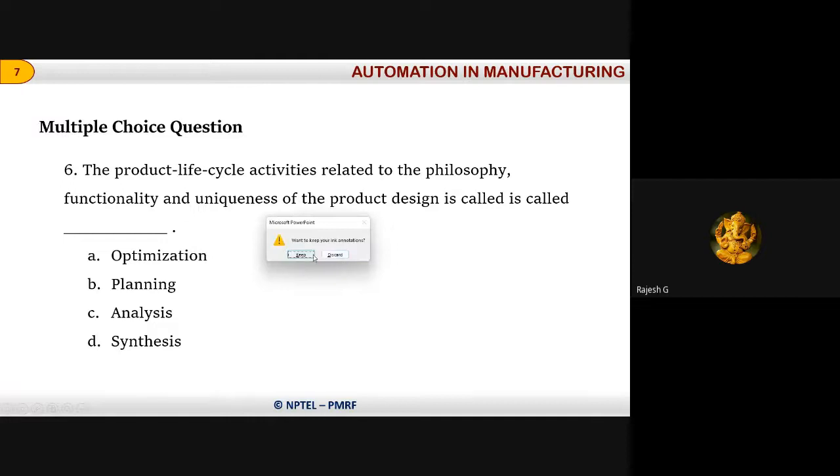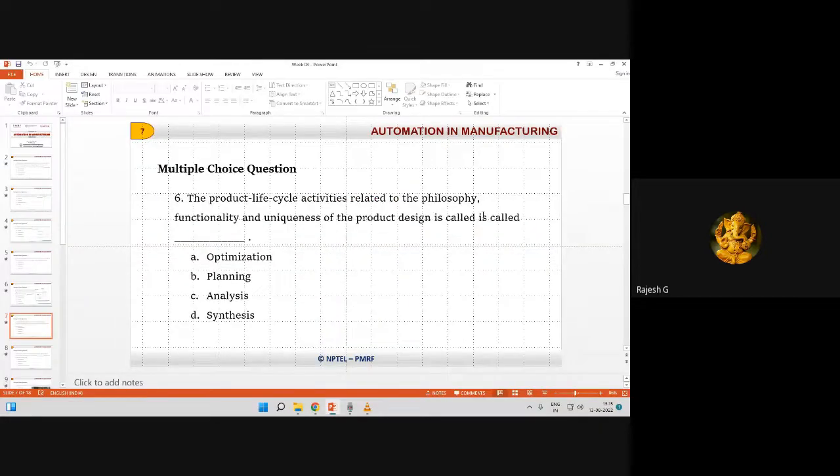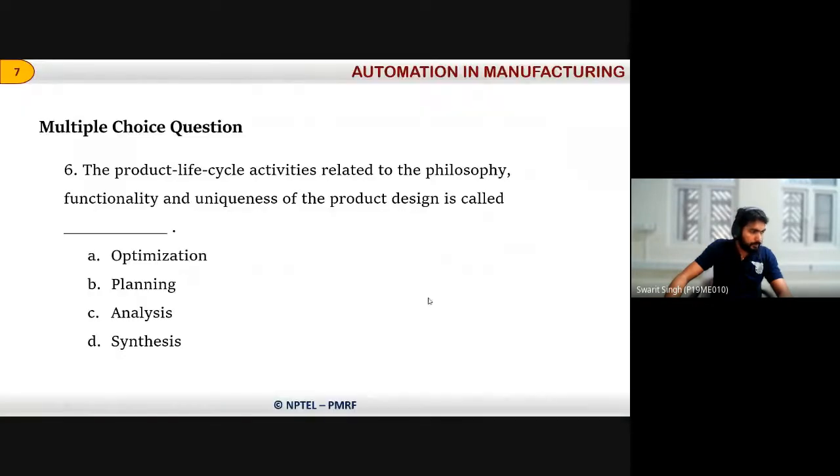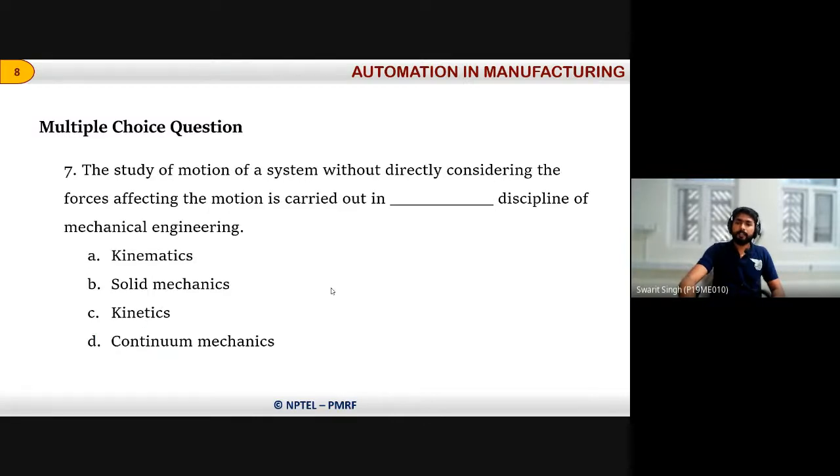Synthesis. Okay. The answer is D, Rajesh, Sudeep. So yes, this is a part of synthesis, which is when we are designing the product. If we are considering factors like philosophy, functionality, or uniqueness of the product design, it comes under synthesis. The next question is a very easy question.